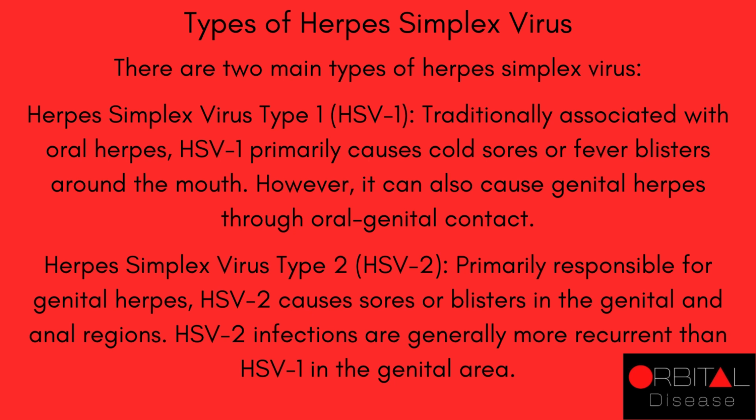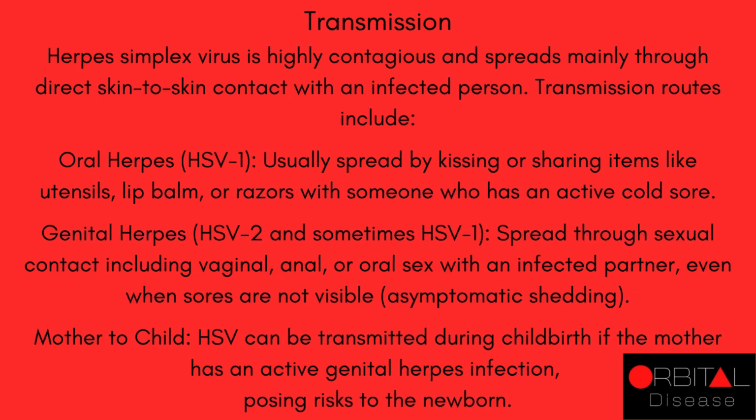Herpes simplex virus type 2, HSV2, primarily responsible for genital herpes. HSV2 causes sores or blisters in the genital and anal regions. HSV2 infections are generally more recurrent than HSV1 in the genital area.